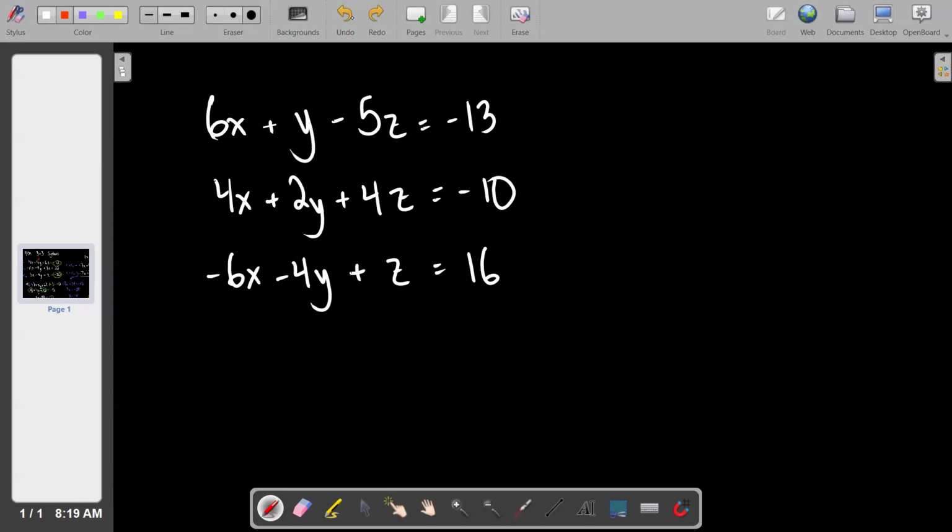Having said that, the goal is where this red arrow is pointing. I want all numbers in that column to be fours, negative fours. So what do I need to multiply this top equation by? Correct. What do I need to multiply the bottom equation, the second equation, by? Nothing. Leave it alone. Okay.